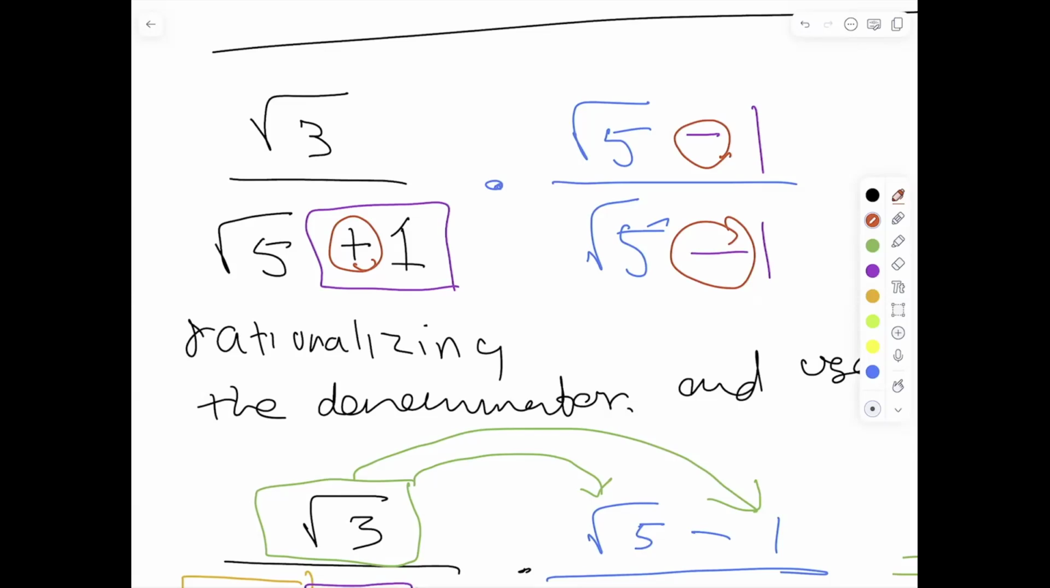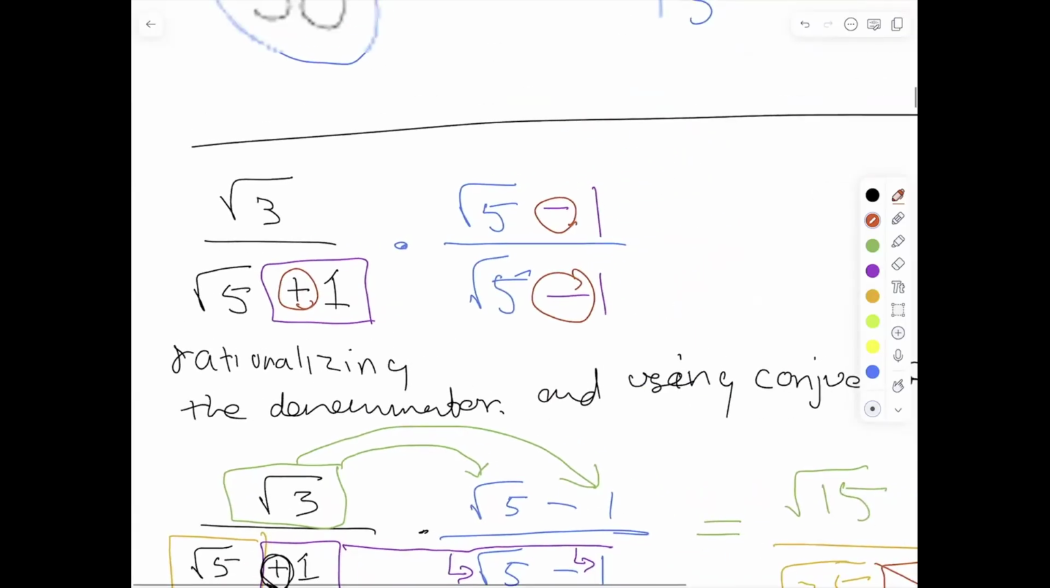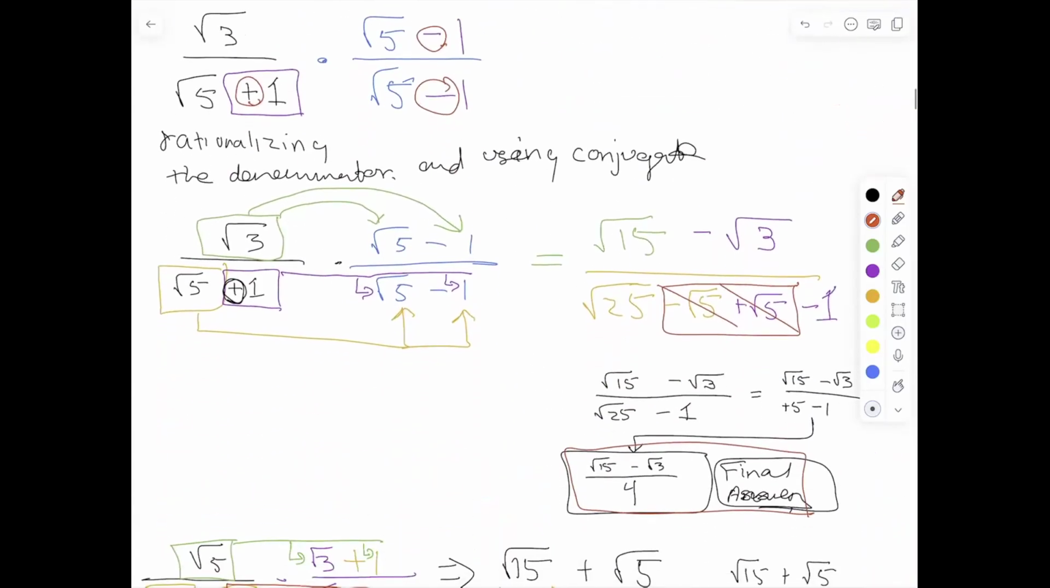What are we going to do? You would just still write 5 radical and then you would change the sign for your 1. Right, which is called rationalizing the denominator using the conjugate. Conjugate. You speaking my language. It's so cool. Very nice. And then we distribute, right?